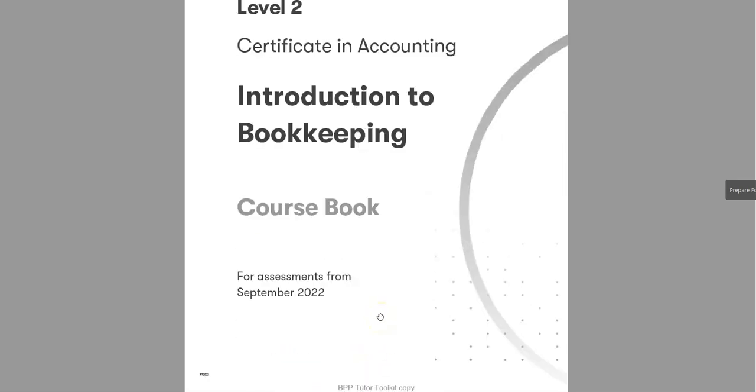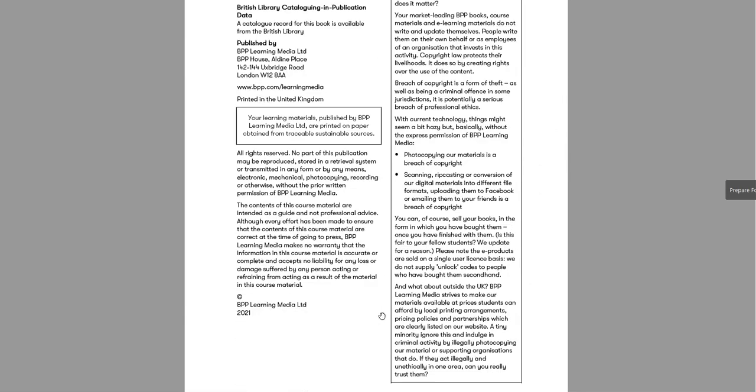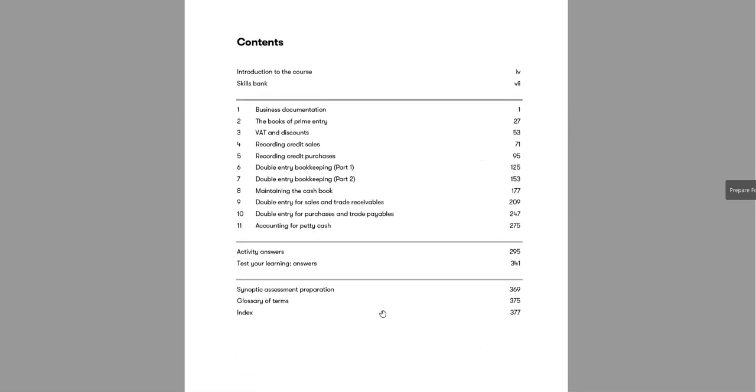So let's have a look at the content that we're going to cover from this course book. We can see some areas are still the same as AQ16. We have business documentation, books of prime entry, VAT and discount, then double entry, cash book, trade payables and receivables, and finally we have petty cash.